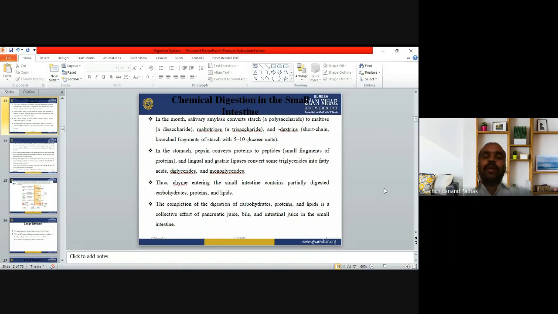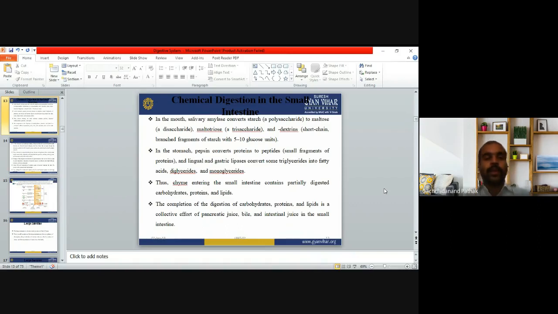Now, chemical digestion in the small intestine. After the mechanical digestion, we come to the chemical digestion in the small intestine. So, in the mouth, salivary amylase converts starch to maltose, meaning polysaccharide to disaccharides. Starch is a polysaccharide converted to maltose, a disaccharide, maltotriose, a trisaccharide, and dextrins, short-chain branched fragments of starch with 5 to 10 glucose units.